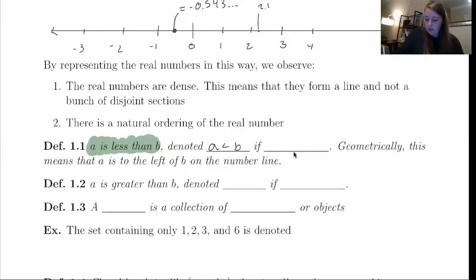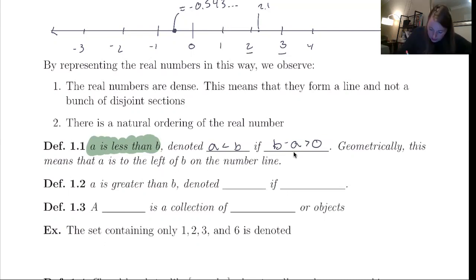So A is less than B, denoted A < B, if B minus A is greater than 0. Definitions for numbers are weird. Geometrically, this means that A is to the left of B on the number line. That's the natural ordering of the real number line that we talked about. So it makes sense that 2 is less than 3. 3 minus 2 is 1, and that's bigger than 0. Therefore, 2 is less than 3. You can see that 2 is to the left of 3 on our number line.